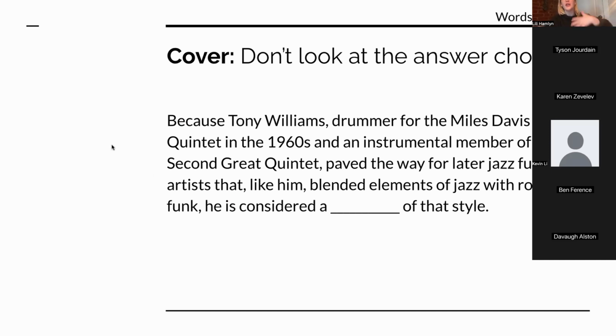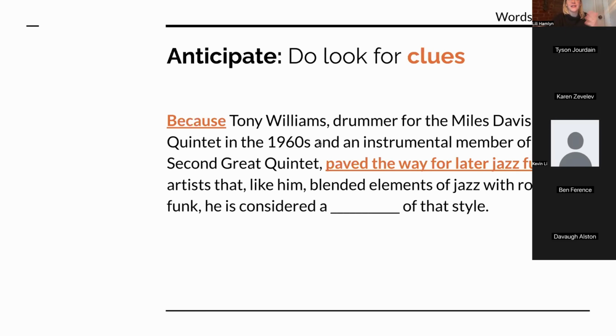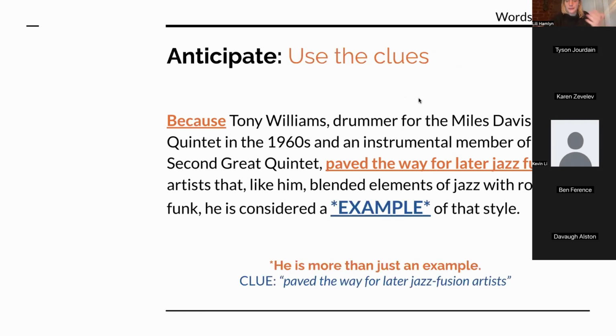So after we've read the text without looking at the answers, we want to look for the clues. We have that he paved the way for later jazz fusion, right? So then we come up with our anticipation. Perhaps our anticipation could be example, but it doesn't quite work here.